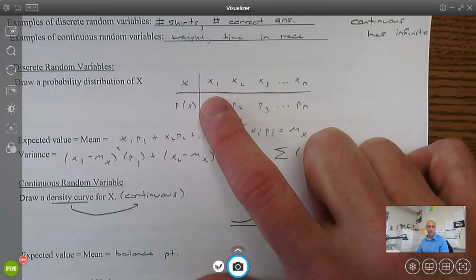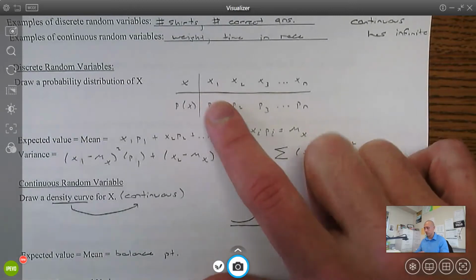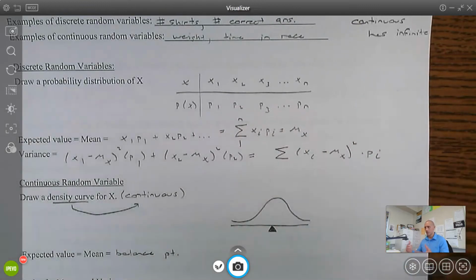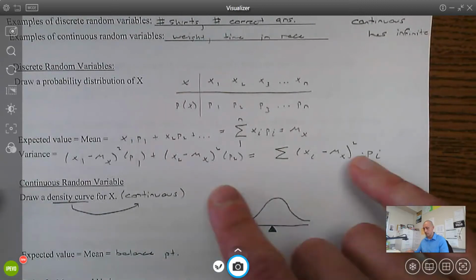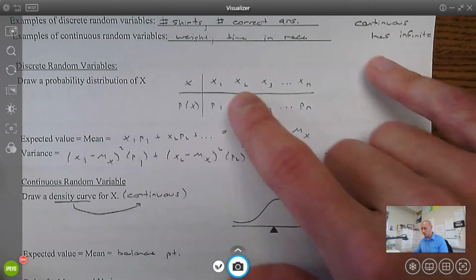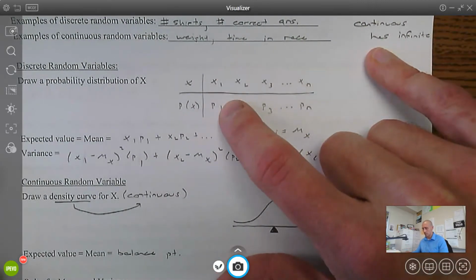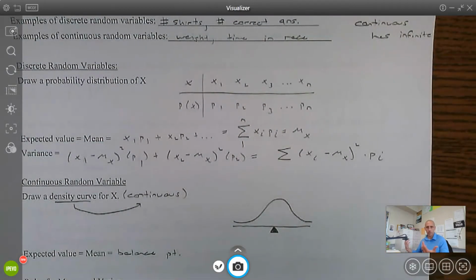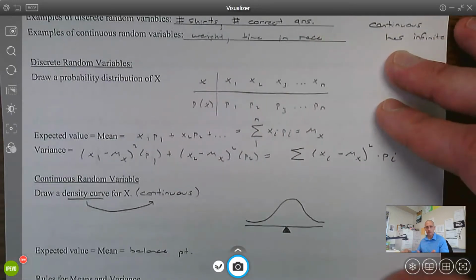So for a discrete random variable, the probability distribution is going to look something like this. Could be number of heads that you flip in 3 flips, 0, 1, 2, 3, and then the probability of each. All the probabilities have to be between 0 and 1. They have to sum up to 1. As far as calculating the expected value, you're just multiplying like 0 times 0.1 plus 1 times 0.2 plus 2 times, and just summing those up.